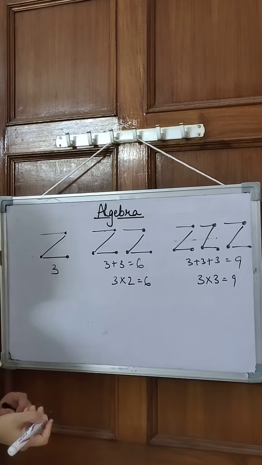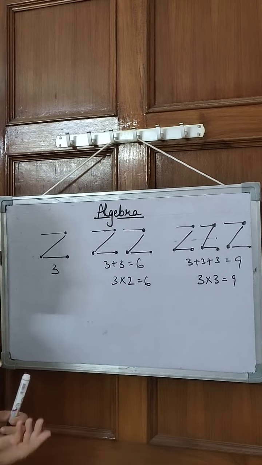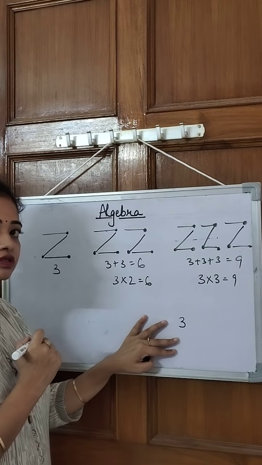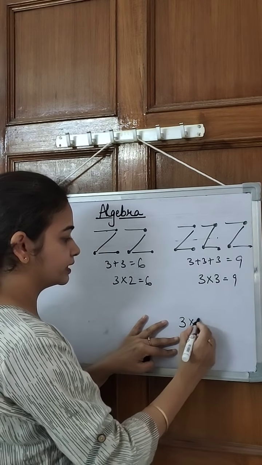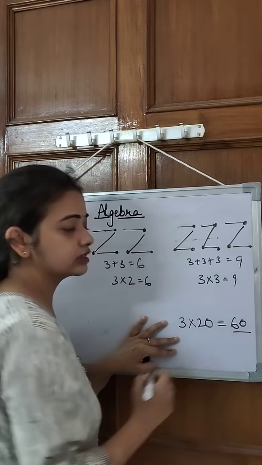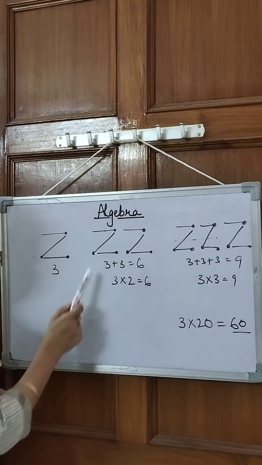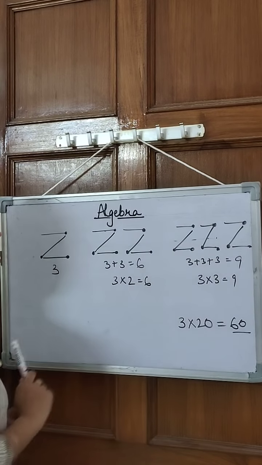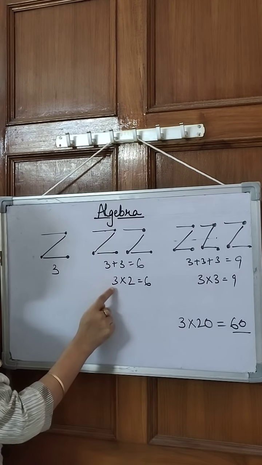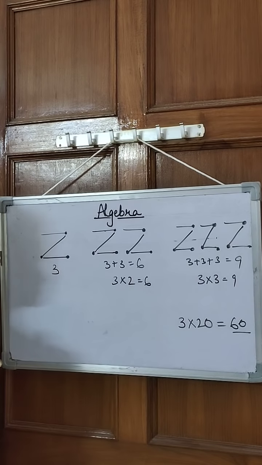So if I said that suppose for 20Z, how many matchsticks are used? So you will simply say for 1 I am using 3 matchsticks. So for 20 I will say into 20, and I will use 60 matchsticks. So there is a pattern which says that with the number of Z, I am multiplying the number of sticks that are used. The number of sticks that are used everywhere is 3.